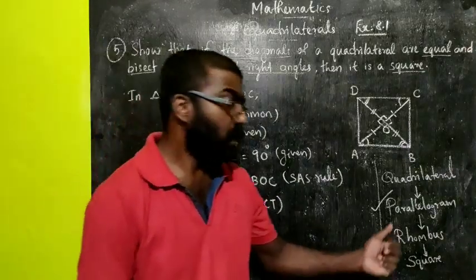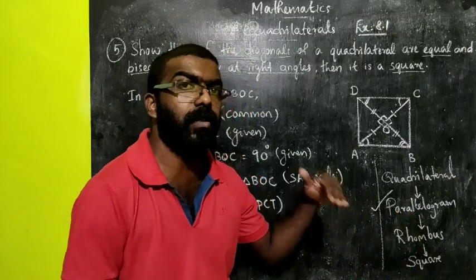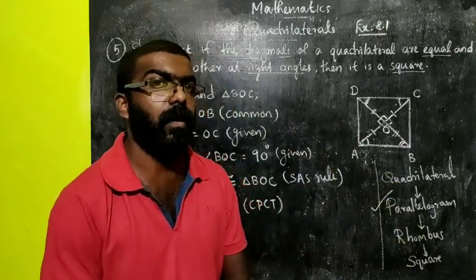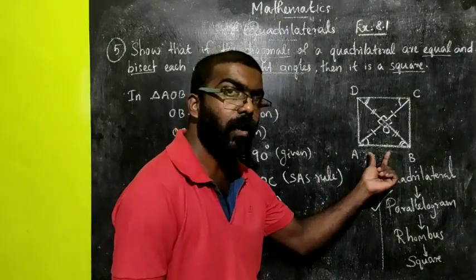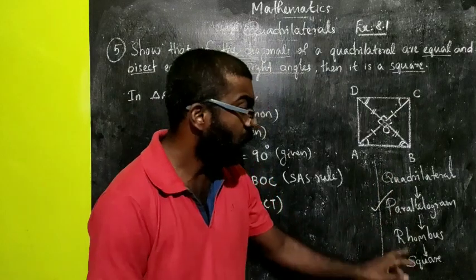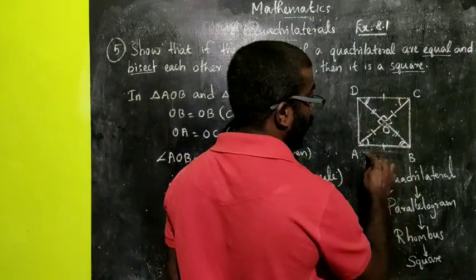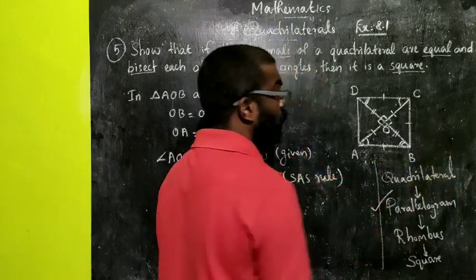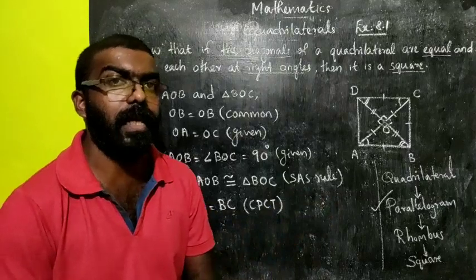First we proved that ABCD is a parallelogram. Parallelogram means opposite sides are parallel and equal. Here we got the adjacent sides are equal. In a parallelogram, if a pair of adjacent sides are equal, then it will be a rhombus. Already opposite sides are equal. Here we got AB is also equal to BC, adjacent side. So all the four sides will be equal.